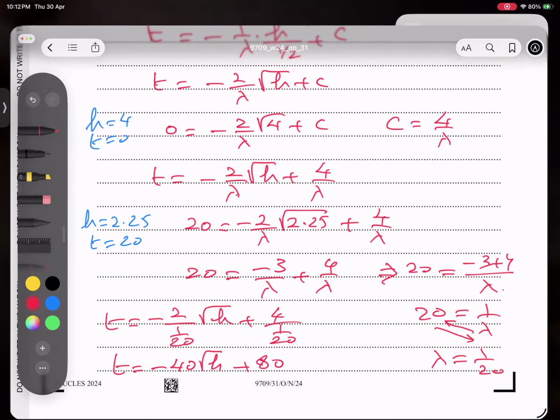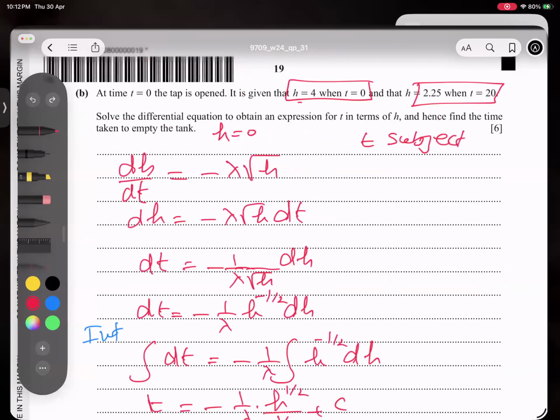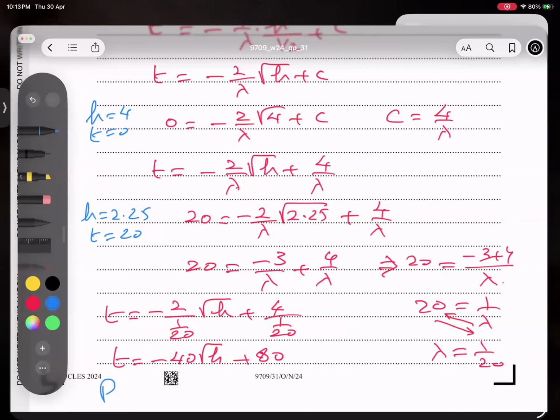Now, students, what is it asking for? We have done this expression. He's saying empty, you see, students, on top. Empty means h is 0. I'm going to plug in h is 0 here. So check it, when we put h is 0, students, time is becoming 80.